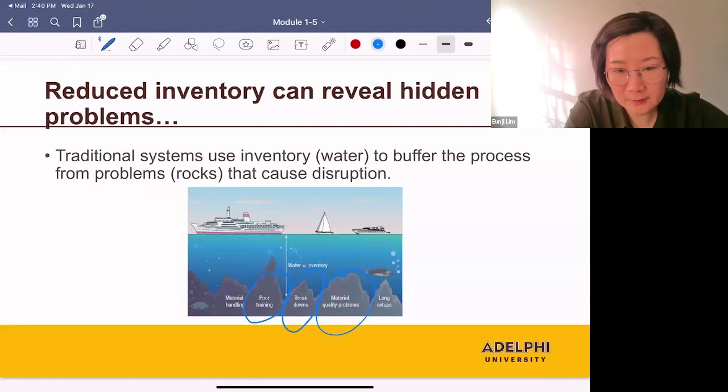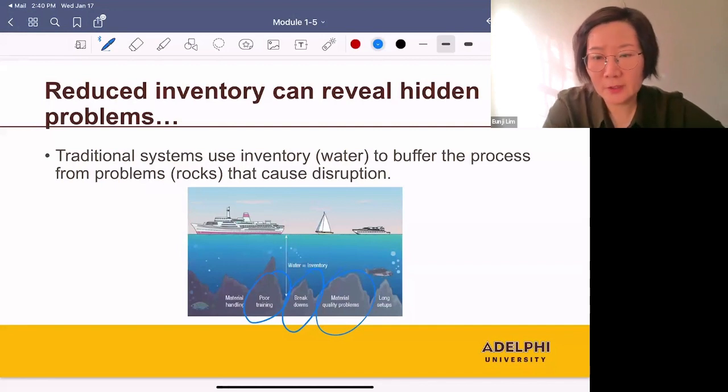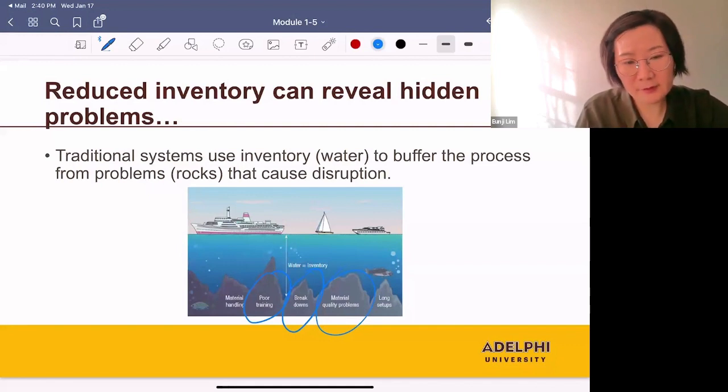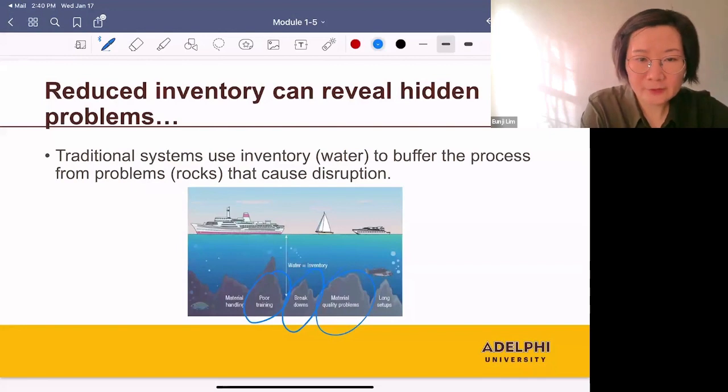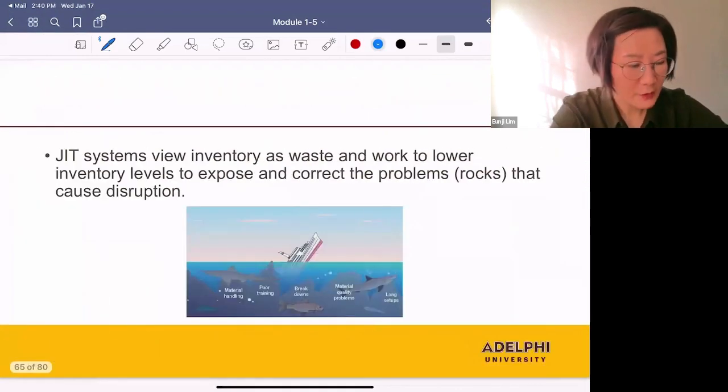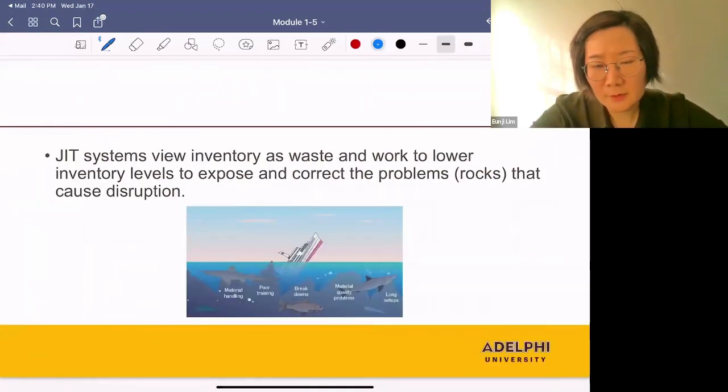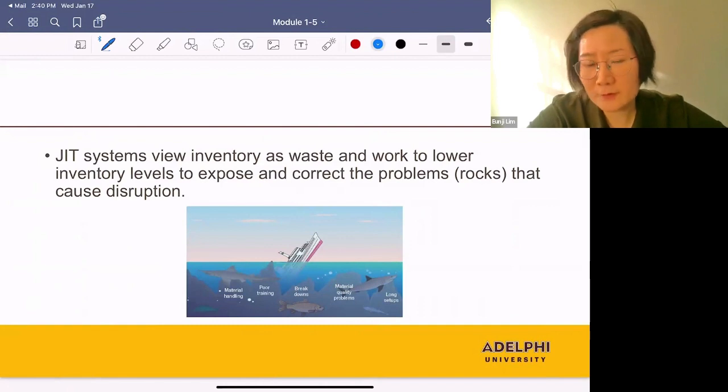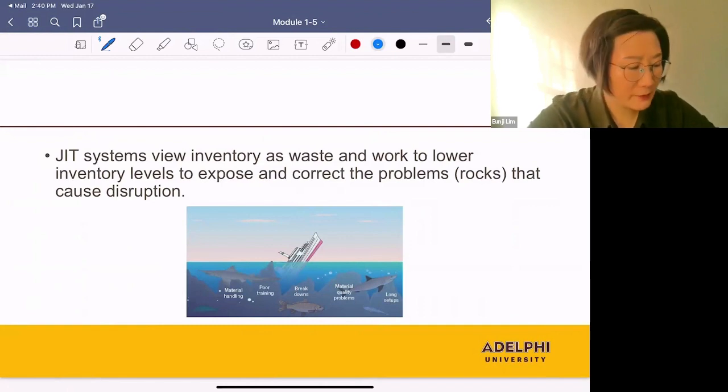The problem is hidden. The machines break down frequently. When they're down, we can use inventory. The problem is hidden. When you have excess inventory, you can't see your problems clearly. However, if you lower your inventory, you start catching your problems. Let's say one of your machines breaks down, there's no inventory. Now you see the problem. You fix the machine. It's one of the advantages of holding low inventory.